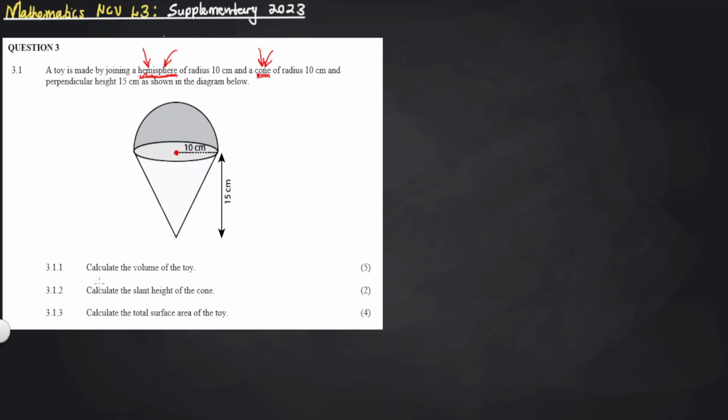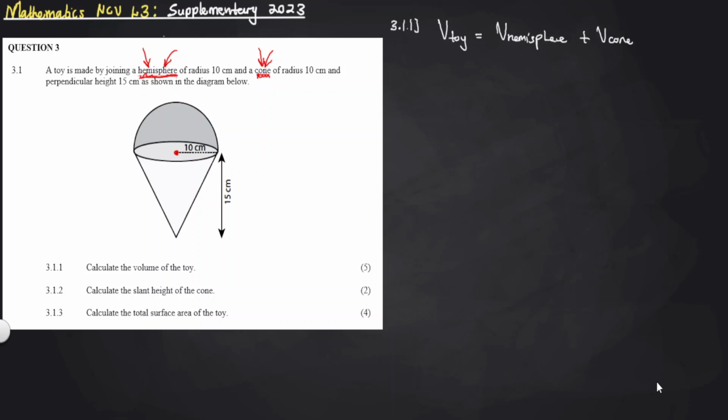So 3.1.1, calculate the volume of the, not the cone, but the toy. It's going to be: volume of the toy is equal to the volume of the hemisphere plus the volume of the cone. So let's do this.